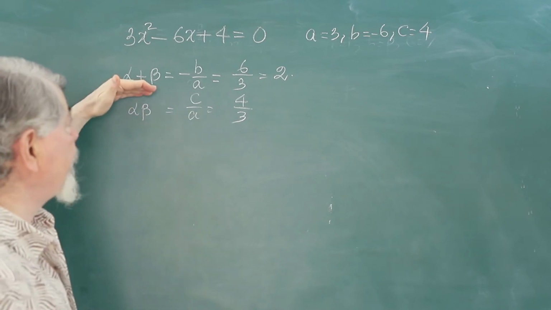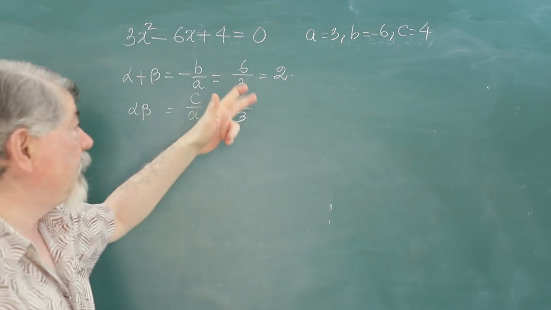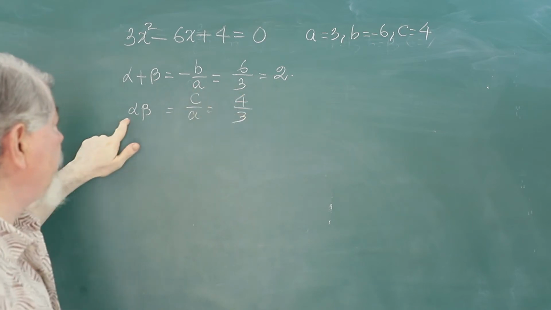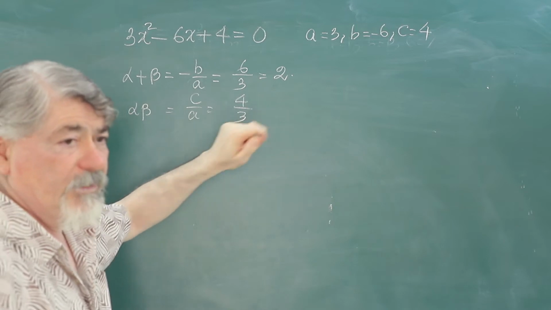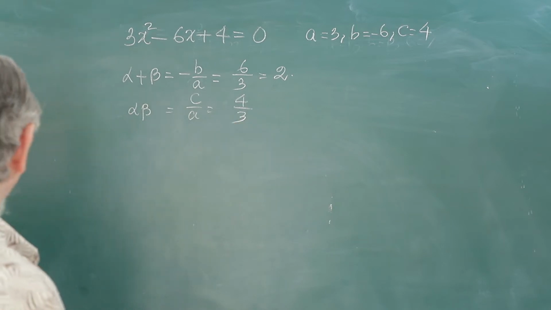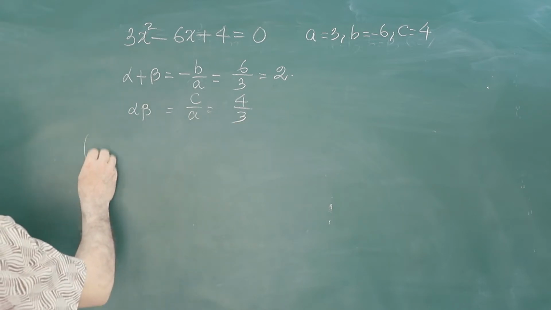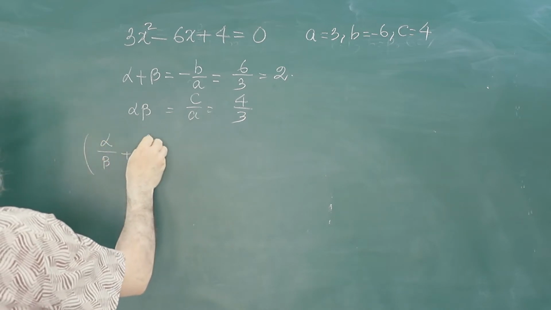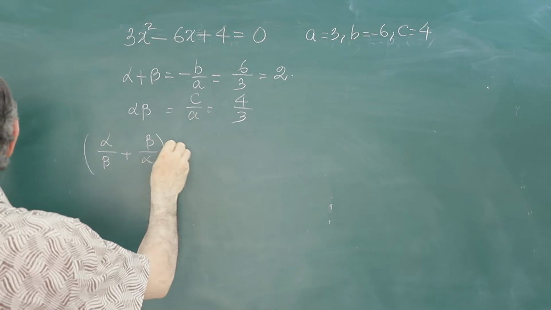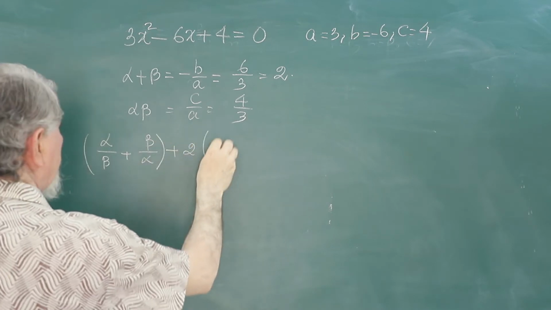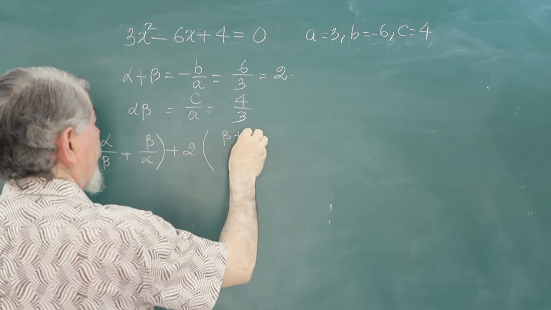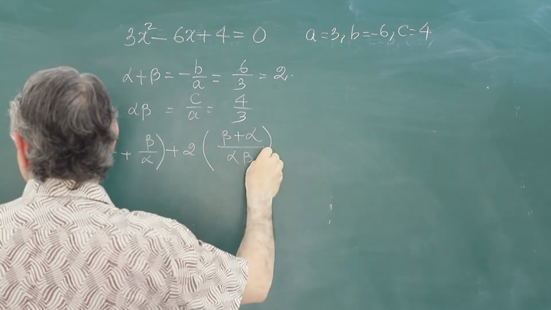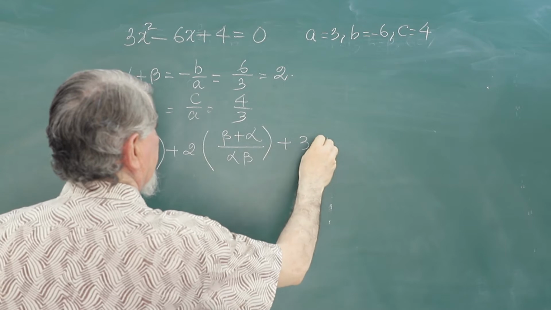So first thing is alpha plus beta is minus b upon a. Applying that, I got the value 2. Alpha beta is c upon a. I got the value 4 upon 3. Now let us write the expression. What does he want? He wants alpha upon beta plus beta upon alpha plus 2 times beta plus alpha upon alpha beta plus 3 alpha beta.